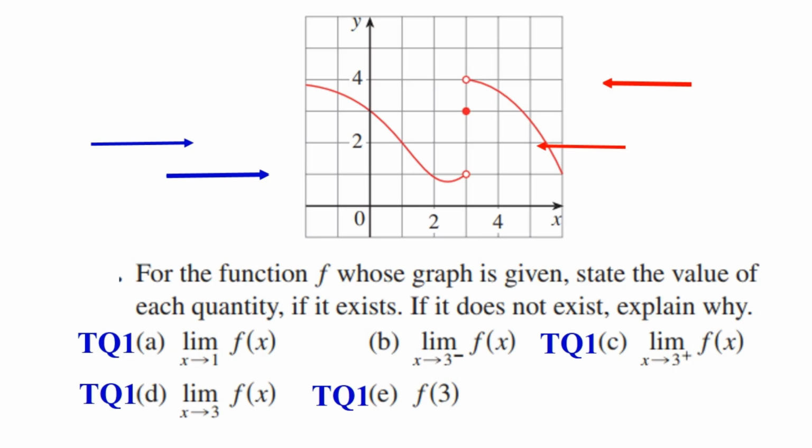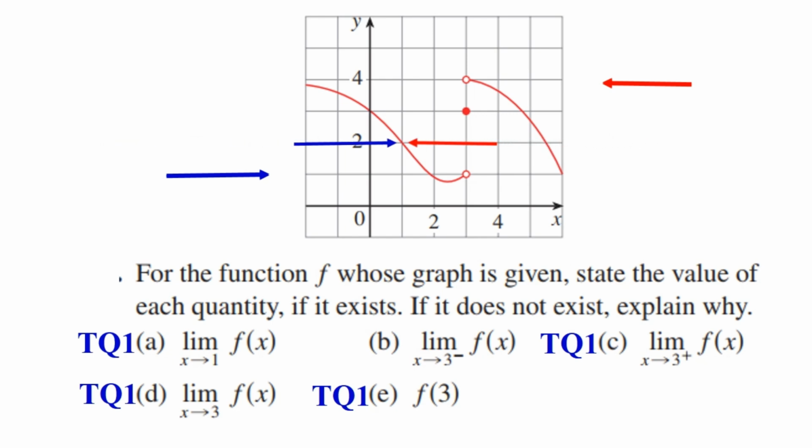And as you can see here, for TQ1a, as x approaches 1, the value of f of x approaches what? It approaches 2. Look at the graph very well. You will see that the limit as x tends to 1 of f of x is equal to 2.